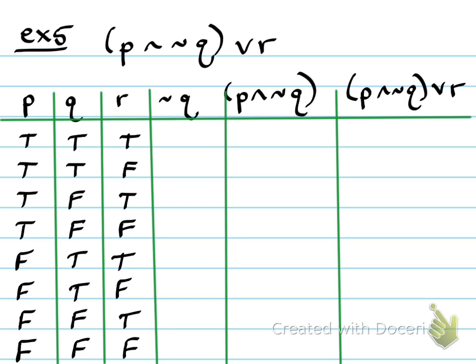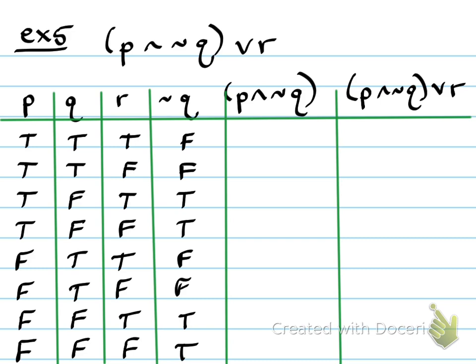So the more we do, the more automatic that'll get. P is 4 true, 4 false. Q alternates by 2. 2 true, 2 false, 2 true, 2 false. And R alternates every other one. True, false, true, false, true, false, true, false. Okay. Negation Q, all we do is look at the Q column and flip it. So false, false, true, true, false, false, true, true. Nothing else is really different. It's just setting up the table to begin with.